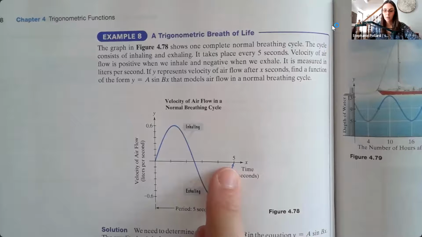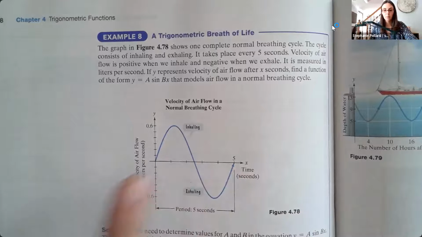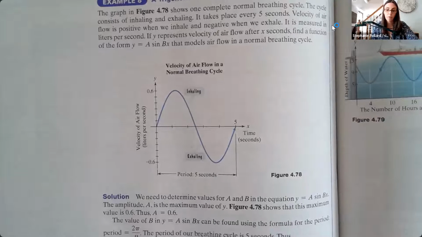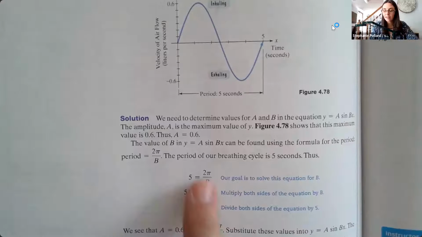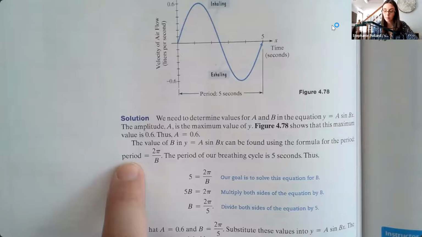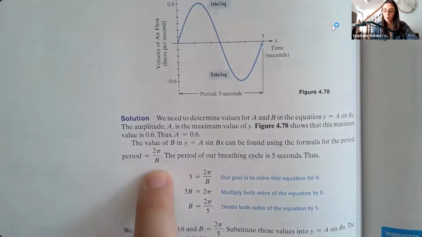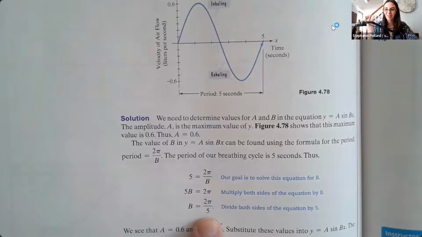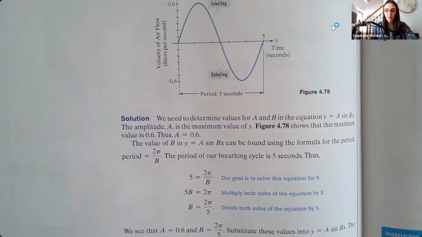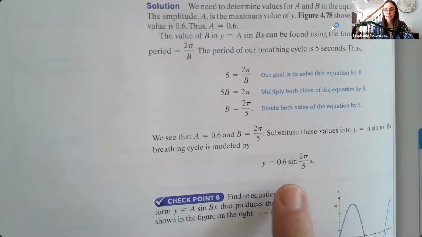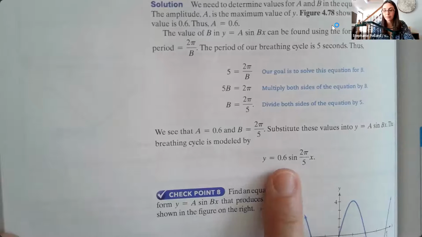What you can do here is remember that we can find the period by using the formula 2 pi over b. From the graph, I can see that the period is 5. I know 2 pi, and I don't know the b. So we can solve a little equation here. Multiply by b on both sides, divide by 5, and we can get our b value that way. So we kind of reverse solve that part of the equation. And then we're done. We have our A, we have our B, and we can just plug it back in and get our sine graph.